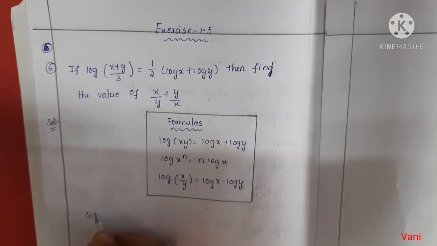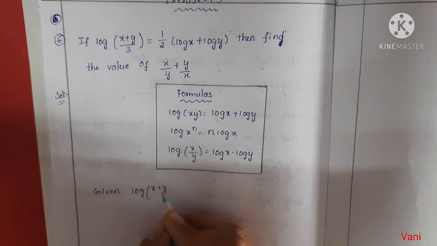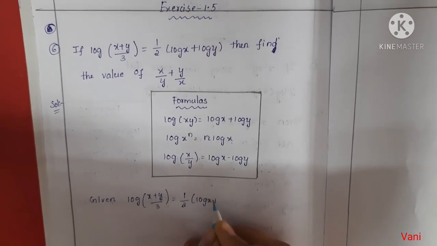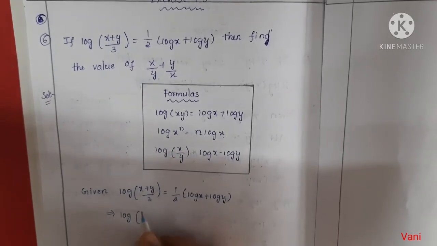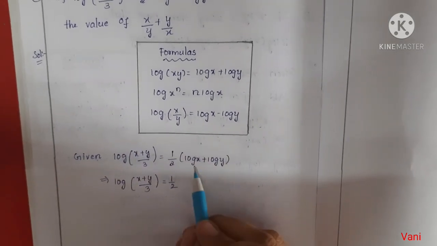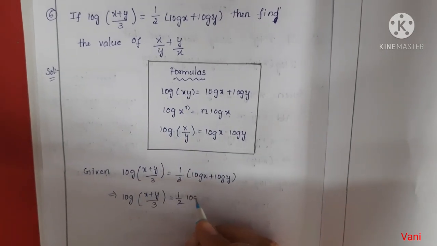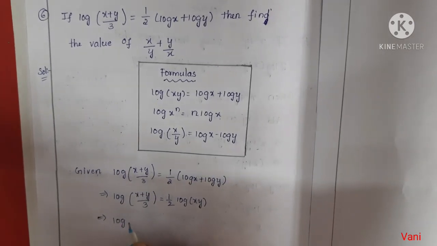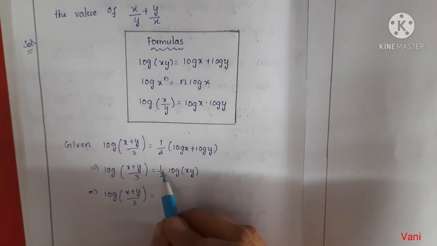So first write the given. Given log of (x plus y) by 3 is equal to 1 by 2 (log x plus log y). Once observe here, log x plus log y, our first formula, log xy. So log of xy.